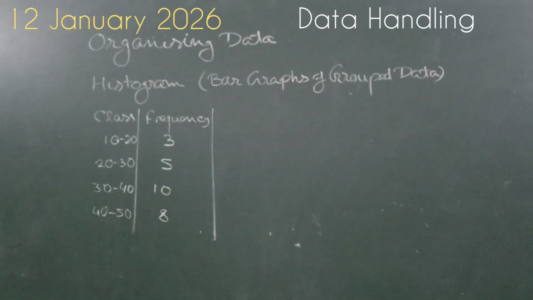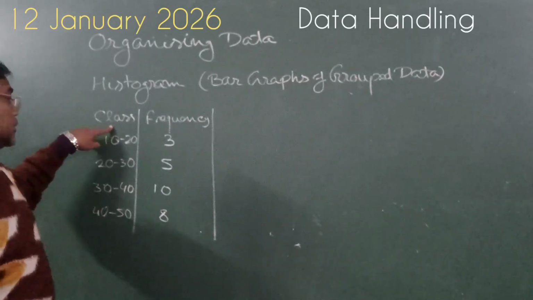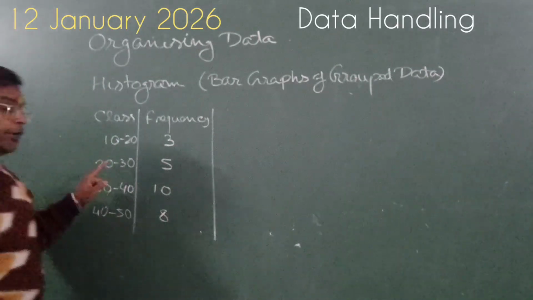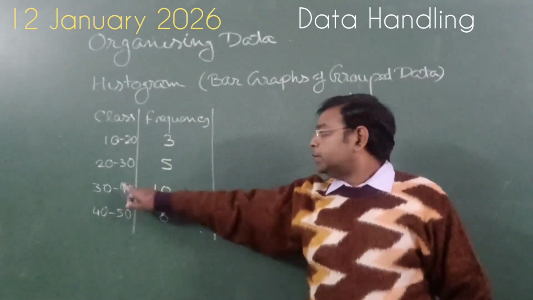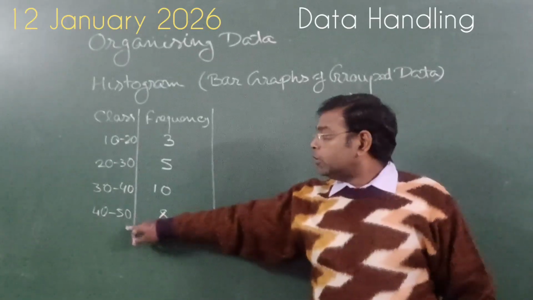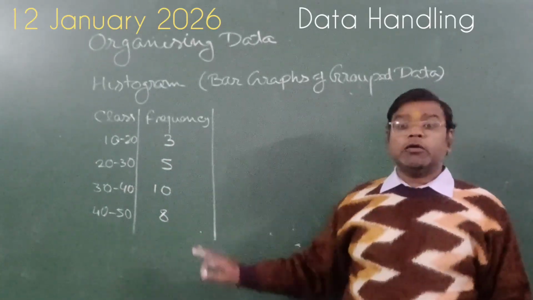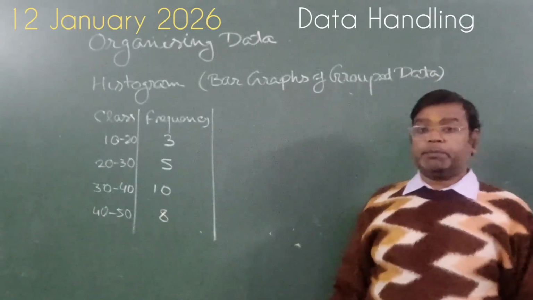Now see this table, all of you. In this case, the classes are given: 10 to 20, 20 to 30, 30 to 40 and 40 to 50. For all these classes, the frequencies are given: 3, 5, 10, 8. Now we are going to draw a pictorial representation for this.